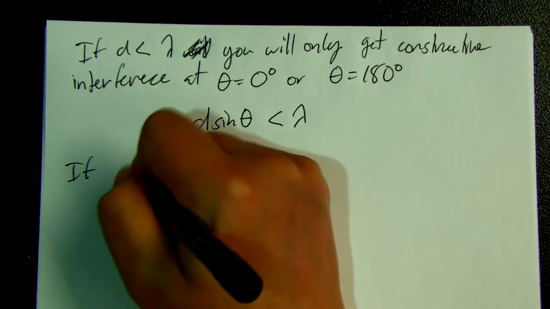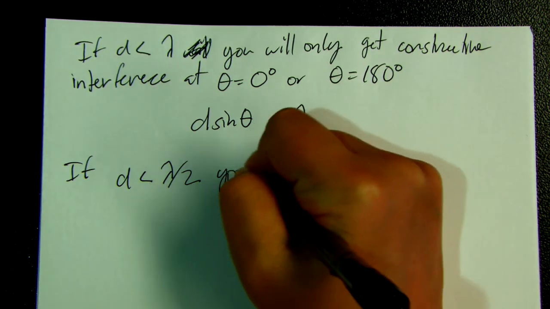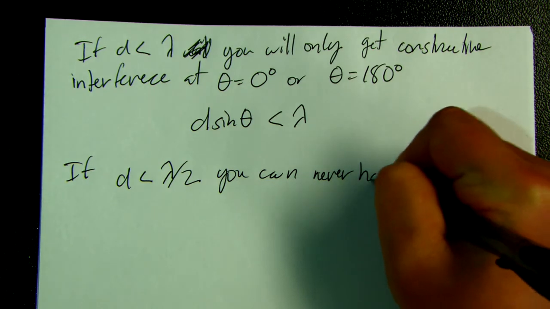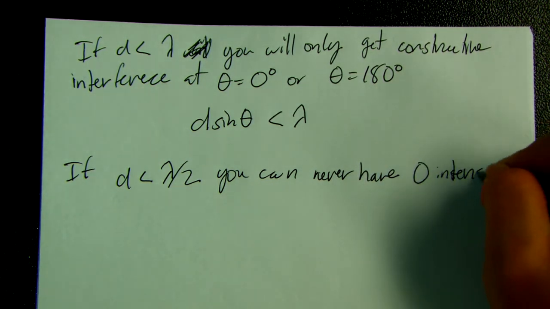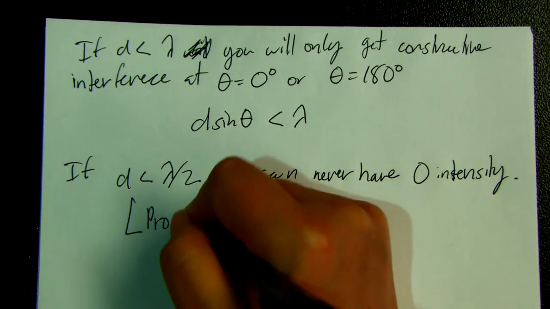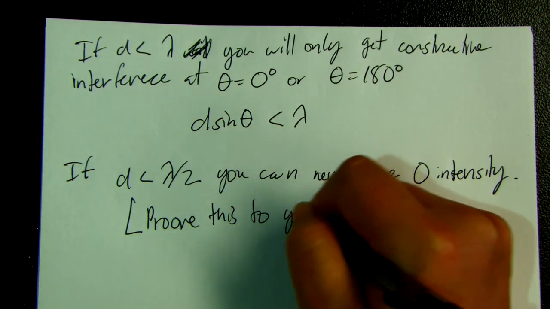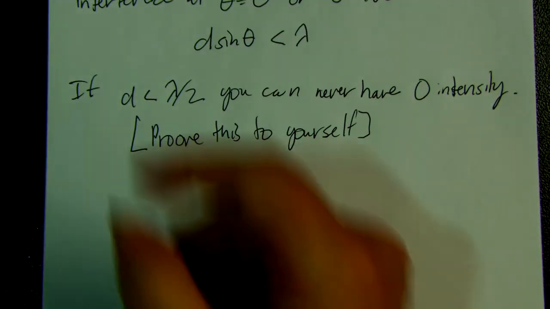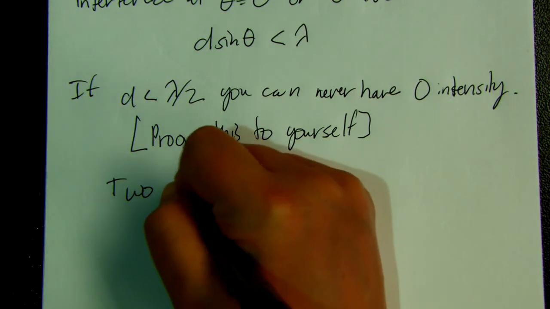If d less than lambda over 2, you can never have zero intensity. And on your own, prove this. Not optional. Okay, so now let's look at two-source interference.